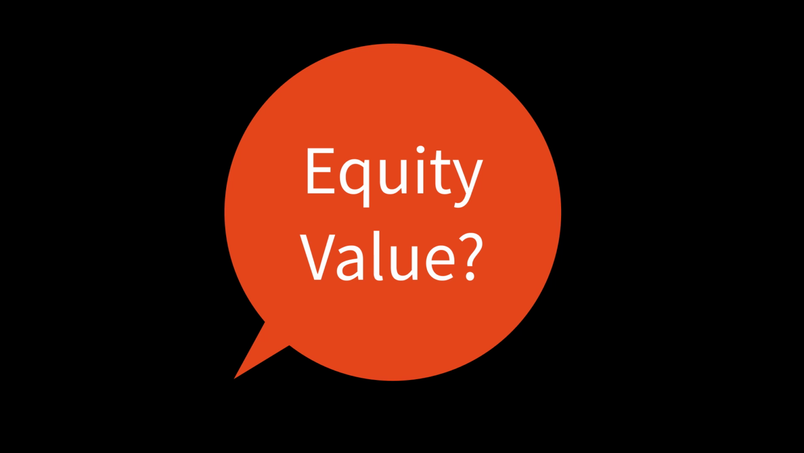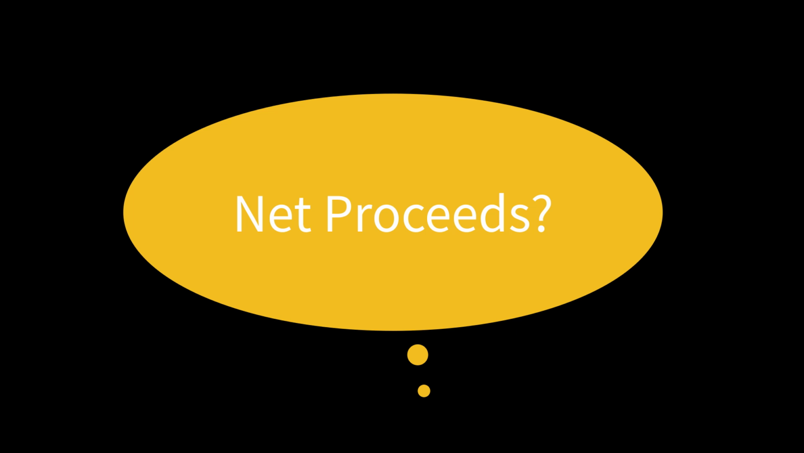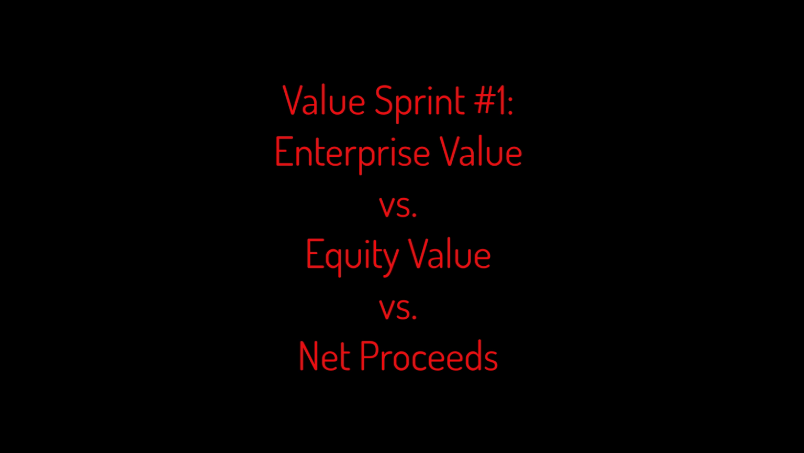Valuation terms are confusing to many business owners. Enterprise value, equity value, net proceeds after disposition. What do each of these terms mean, and how are they interrelated? And why should you, as a middle market business owner, manage all three to optimize your exit?